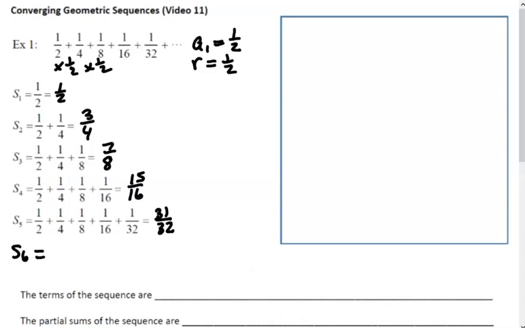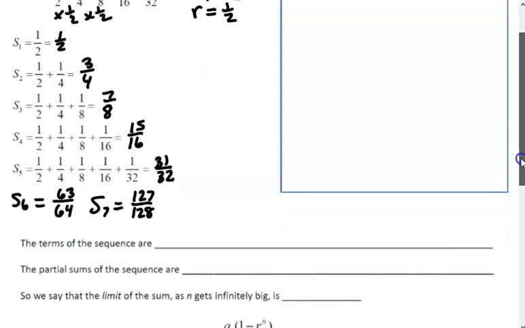If I kept going with this pattern, S sub 6 would be, what's the next term? If I multiply 32 by 2, I get 64. So this is going to be 63/64, and then I would get 127/128, and so forth. That would be S7. So the sum of the first 7 terms would be 127/128, and so on.